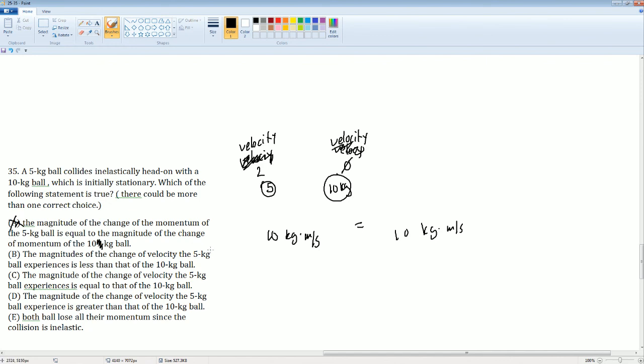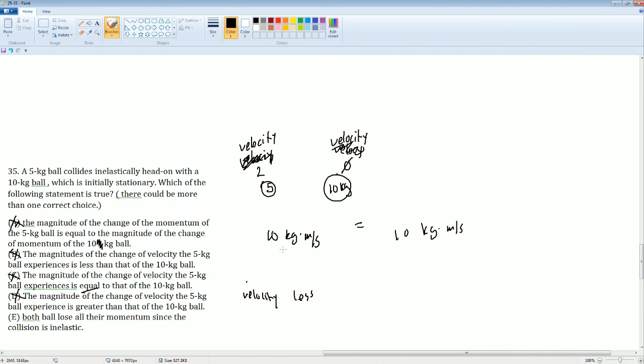The magnitude of the change of velocity of the 5 kilogram is less than, no. You would say that wouldn't be the change in the velocity. That's correct. The 5 kilogram experiences an equal change? No, that would be wrong. The velocity would be less. The magnitude of the change in the velocity experienced is greater? No, that is wrong. The velocity is actually less. Okay? Right?